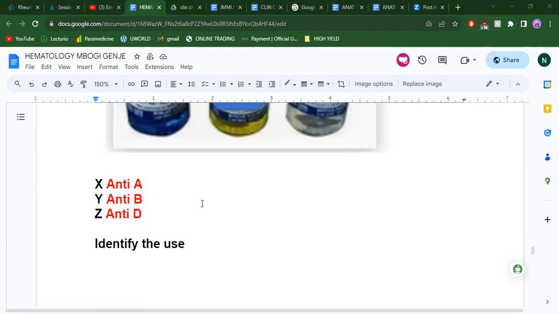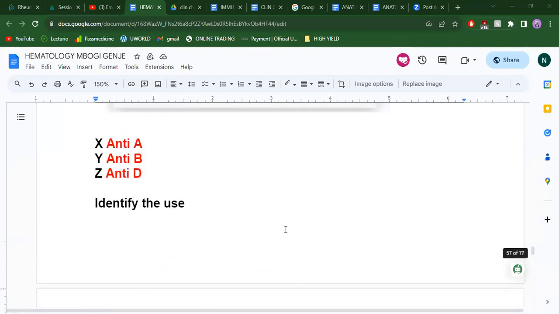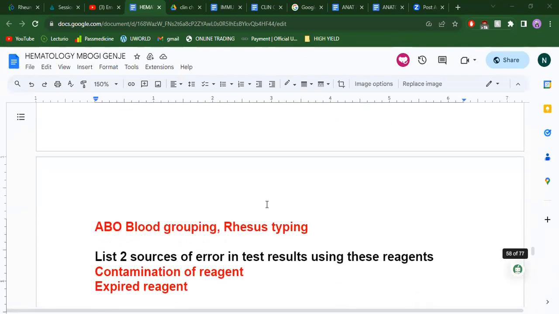To identify the use, I think we mentioned above: ABO blood grouping, so cell or serum blood grouping, and then also rhesus typing, or Z.